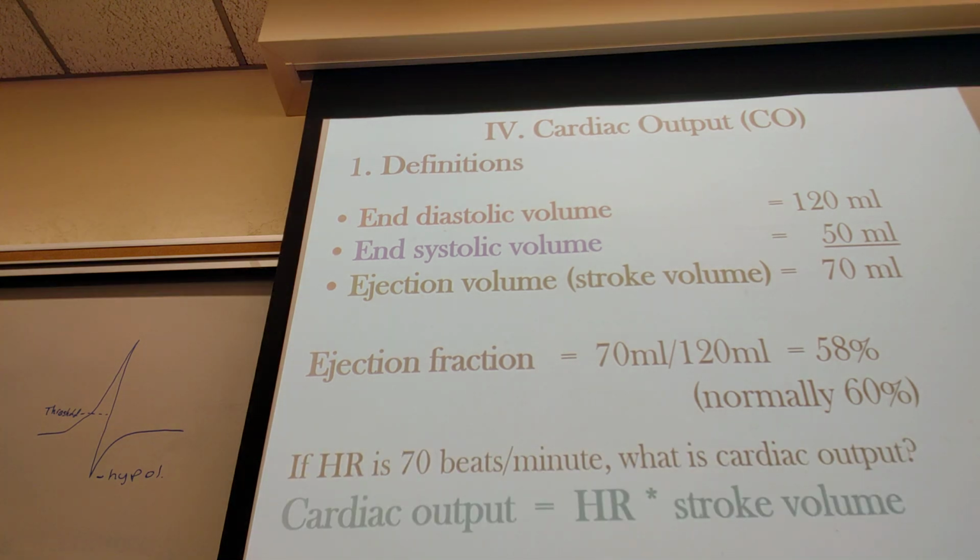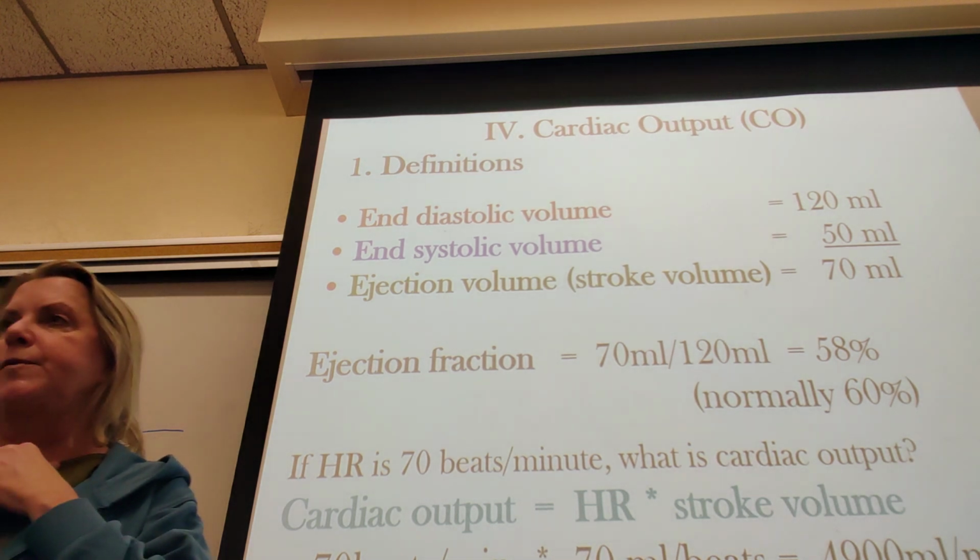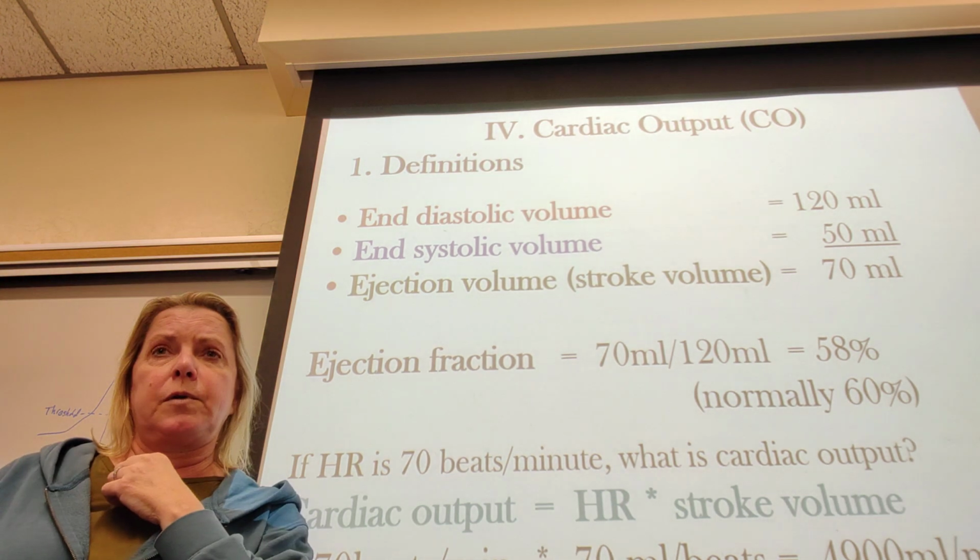So cardiac output, heart rate times stroke volume. If heart rate is 70 and stroke volume is 70 milliliters per beat, that would be 70 times 70. That's about 4,900 milliliters per minute, rounded up, about 5 liters of blood going to, through, and out of your heart.